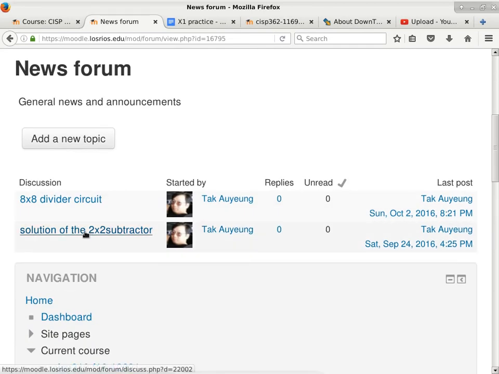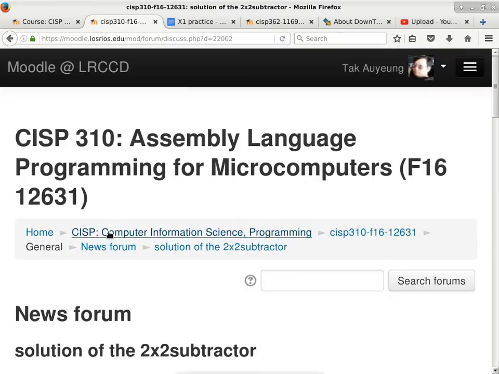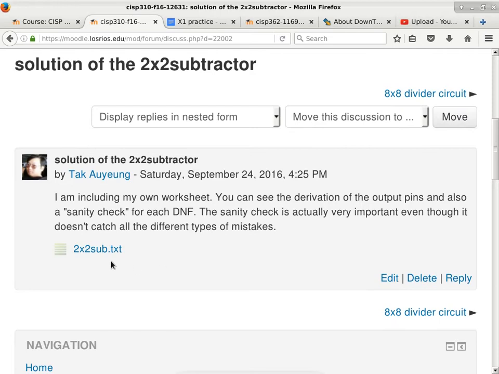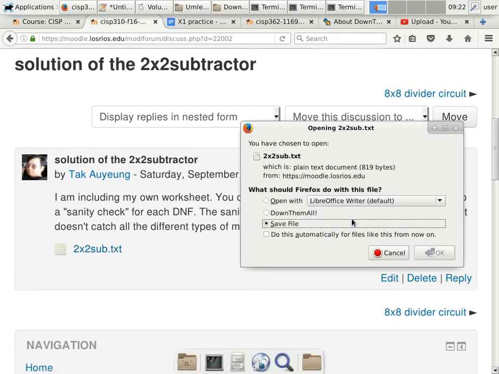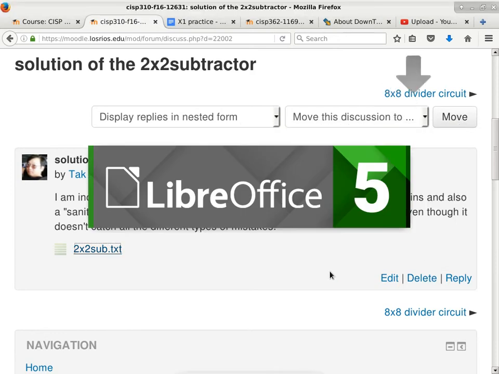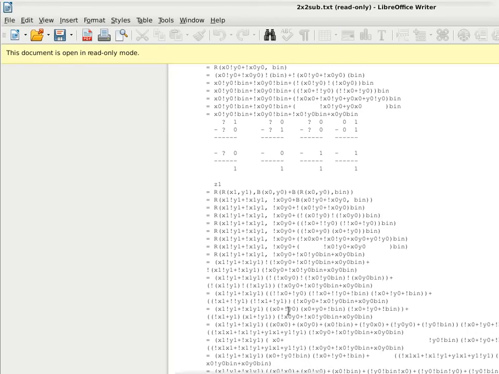I think I posted it in the news forum: Solution of the 2x2 subtractor. Now, I can actually go into Moodle and find out how many people clicked on this one, and exactly who clicked and who did not. But this is the answer. When you open this one, it has a single text file, and when you open the text file, I can use LibreOffice. That's the answer to Z1.